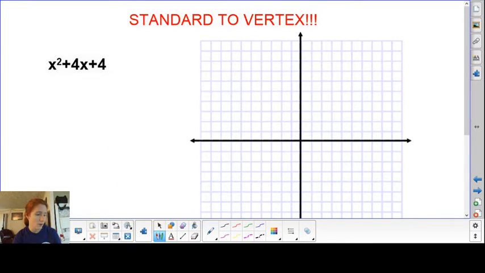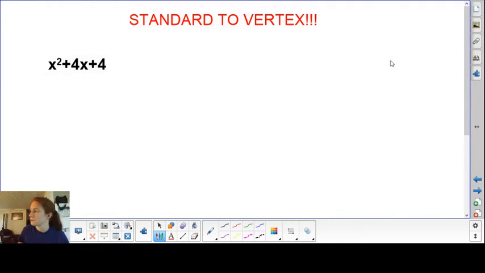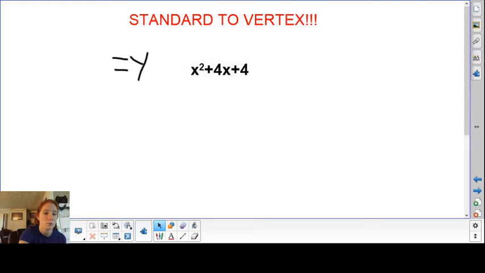Okay, so we're going to go from standard to vertex, and we are just going to ignore this one. Since I see it in terms of x's, I have to assume that it's equal to y here. And we've talked about this in class. You can't have the same variable twice. You can't have x be equal to x's. You can't have y's be equal to y's. So it has to be y equals stuff with x or x equals stuff with y.